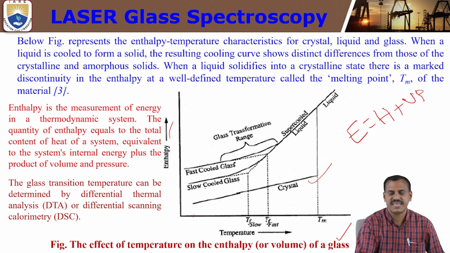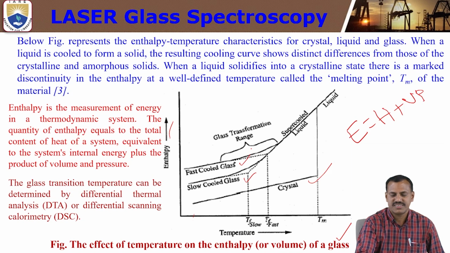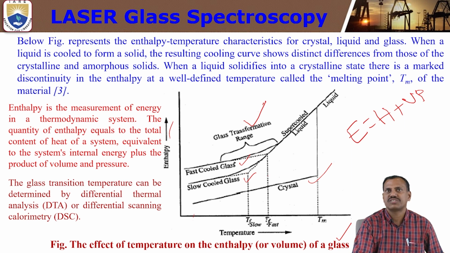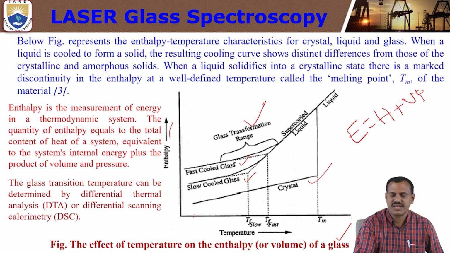Next you see the glass formation: slow cooled glasses and fast cooled glasses. Here is the glass transition temperature range. This is the glass transition. See this curve and this slope. By using this slope only, we can say whether it is a slow cooled glass or a fast cooled glass. These take place below the glass transition temperature.